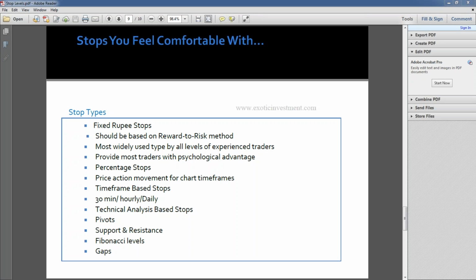So you'll place the stop loss at the pivot resistance on the hourly chart, and afterwards take a reward of two times the stop loss, or use the daily chart as well. Okay, so the other ways of placing stops are technical analysis based stops, like pivots, support and resistance, Fibonacci levels and gaps, all those things.